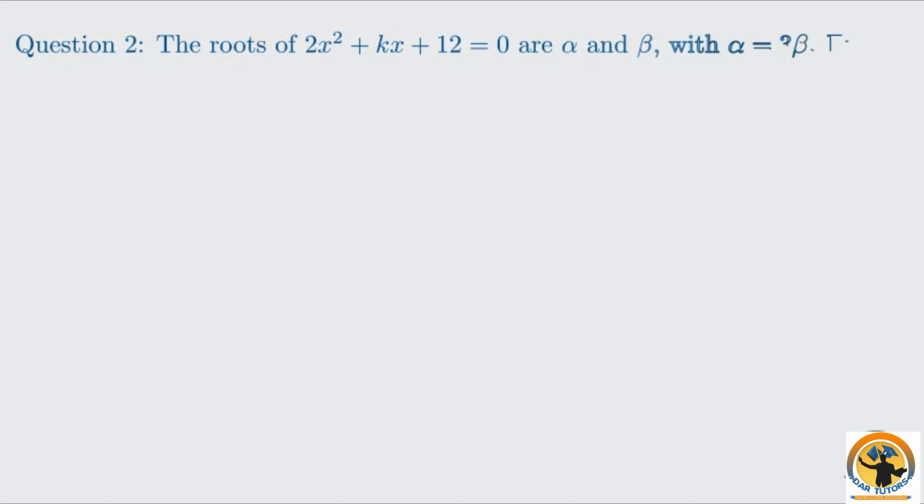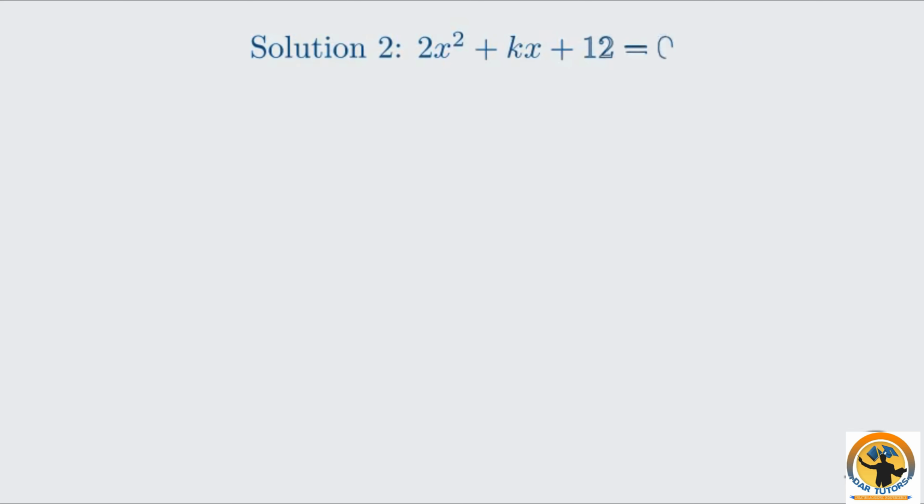Question 2. Given that the roots of the equation 2x squared plus kx plus 12 equals 0 are alpha and beta, where alpha is 3 times beta, find the possible values of the constant k. Here is the solution to question 2. This problem requires us to use the sum and product of roots. First, let's write down the relationships for the original equation. For this equation, a equals 2, b equals k, and c equals 12.